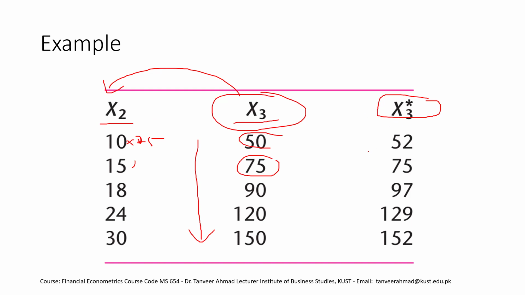Similarly, this x3 static variable is constructed by adding some random numbers to the x3 variable. Now there is no correlation between x3 and x3 static. So these two, x2 and x3, are highly correlated, and these other two might have some kind of correlation, but they are not highly correlated.